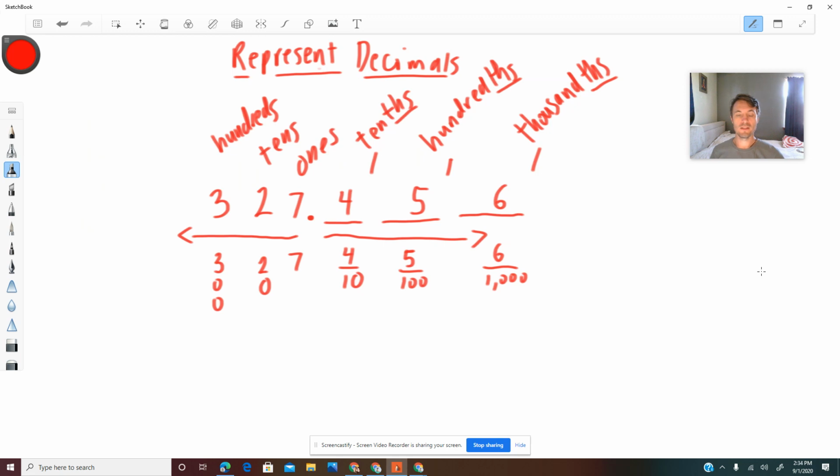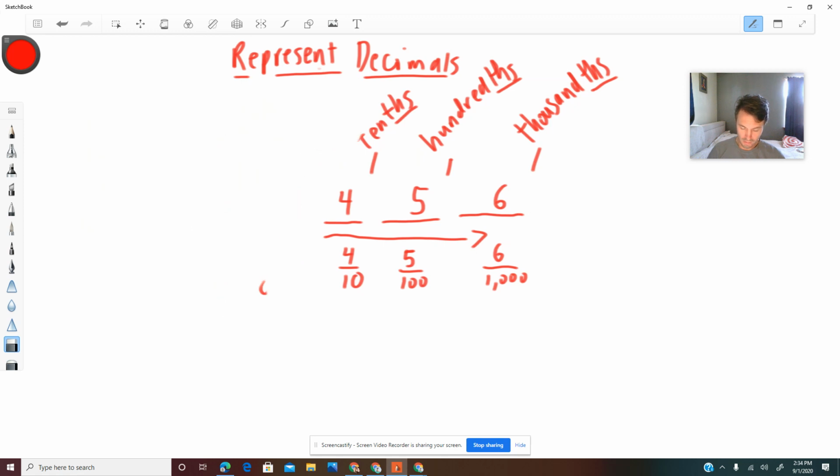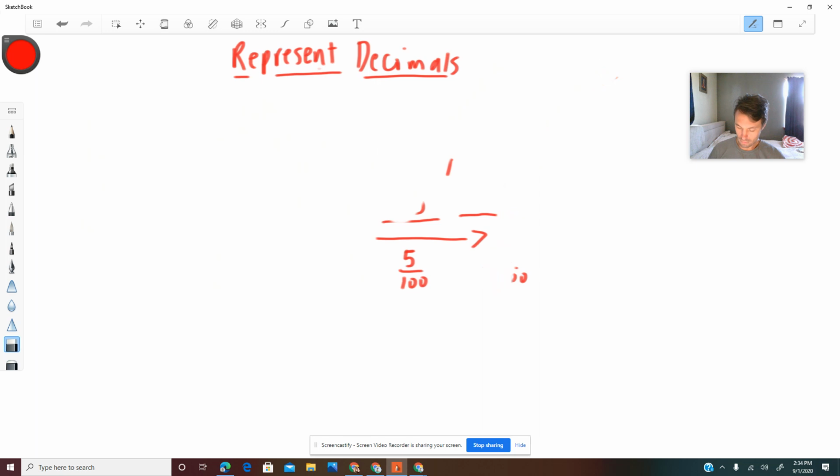Okay? Now that we know that decimal place values move to the right and they represent place value positions that get smaller and smaller, now we're ready to start changing fractions into decimal numbers. So I'm going to erase what we have so far. You won't have to erase it because you should have a lot more room on your paper than I do.